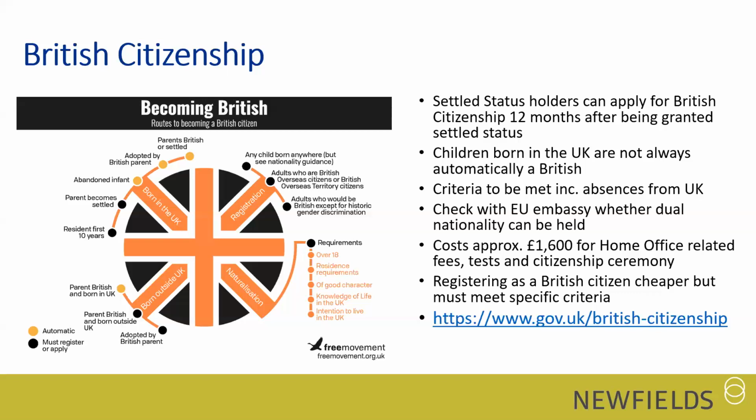It might be possible to register as a British citizen if specific criteria are met. And that little diagram there is courtesy again of that organisation called Free Movement, and I thought it was very useful because it does give a clear representation of which scenarios fall into the automatic or the application and registration criteria for routes to British citizenship. But that website there as well gives an overview of how to reach British citizenship depending on individual circumstances.